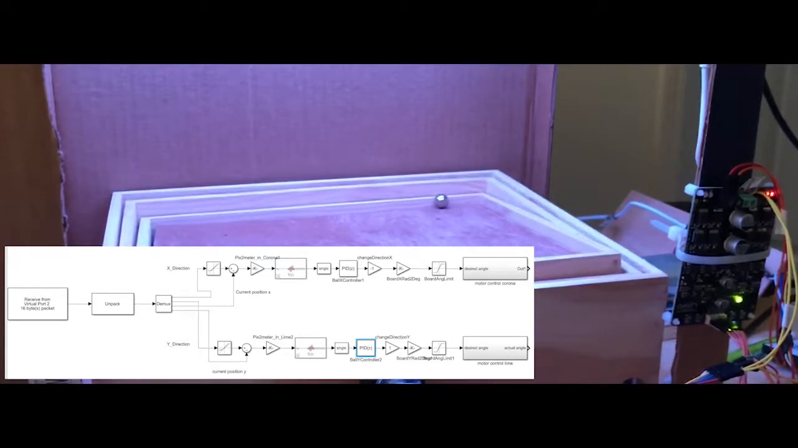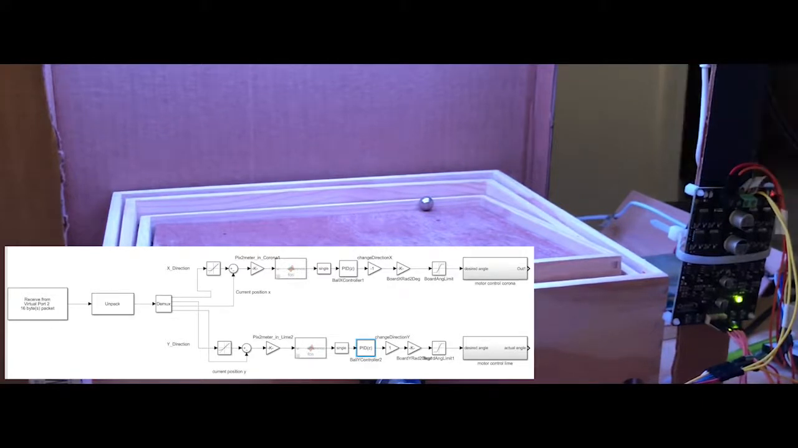Each direction is a copy of the other, but with different values, since the board has a different length from its center axis in order to tilt the board to its maximum angle. So we have an incoming rate limiting block so that the ball cannot be expected to go from a small position value to a large position value or vice versa too quickly.